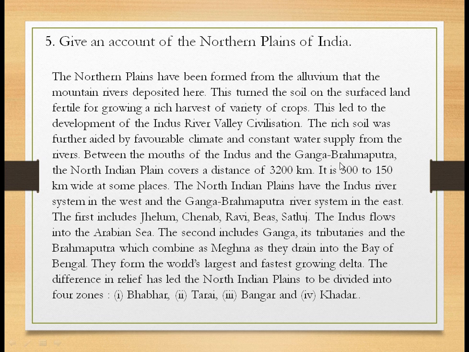Between the mouth of the Indus and Ganga-Brahmaputra, the northern plain covers a distance. So only mention the distance, that's 3,200 kilometers and so on. Whatever data is given in the textbook, only write that. This is the reference answer I had taken from the net. No need to write that. Get the data clarified from the textbook and write that only. The northern Indian plain has the Indus river system in the west and the Ganga-Brahmaputra river system in the east. And what are the rivers there? It's mentioned here.